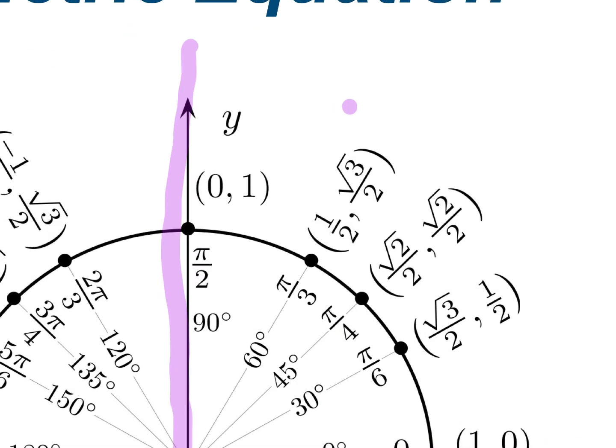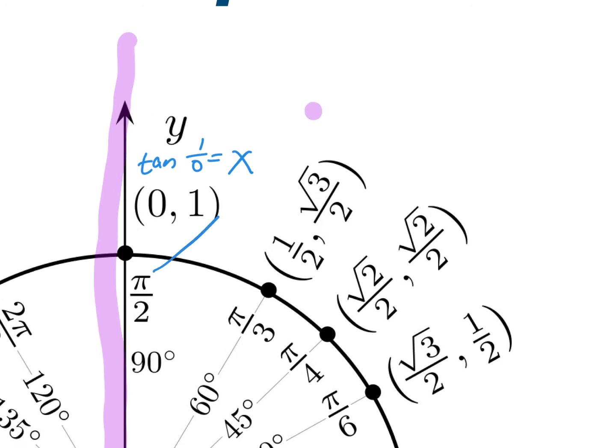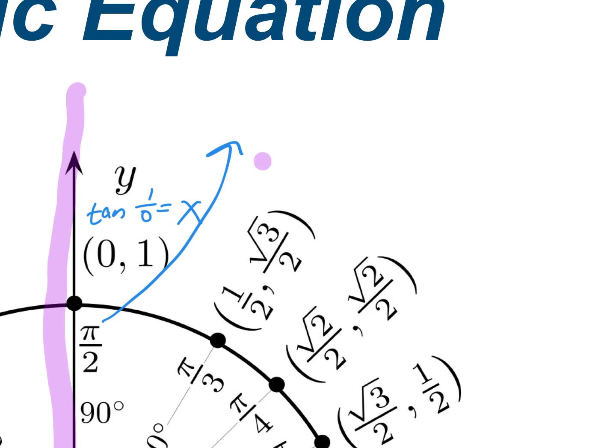Up here at pi over 2, I would take my y value and put it over x, right? So tangent here is 1 over 0, which gives me what? What's 1 over 0? It's undefined. So your tangent right here at pi over 2 is undefined.